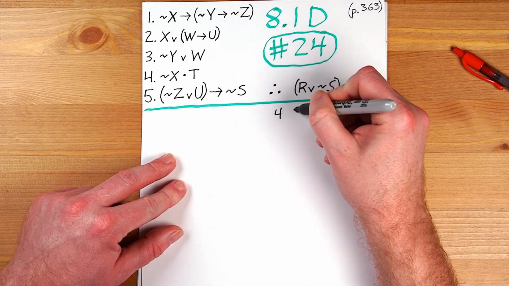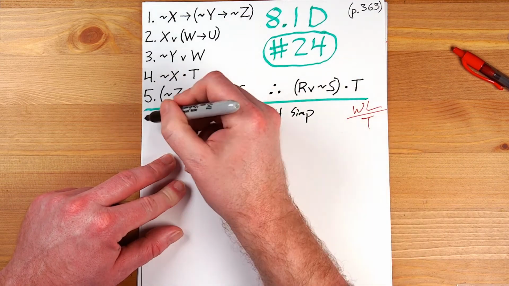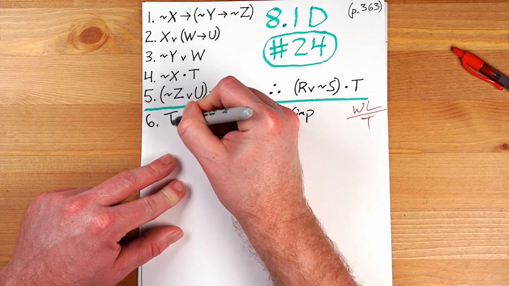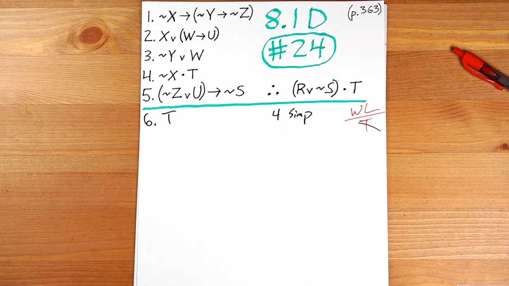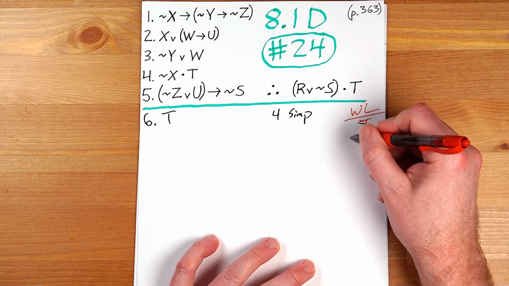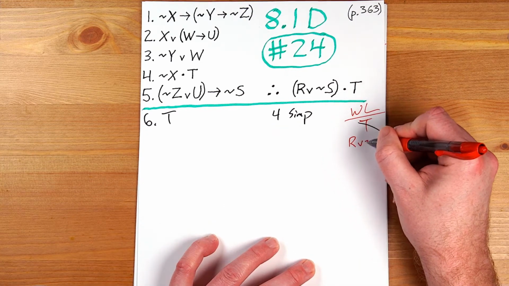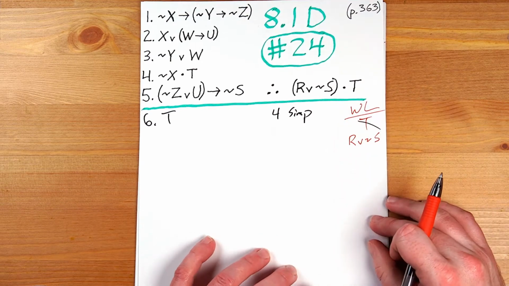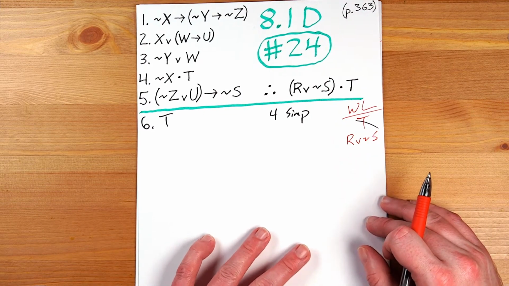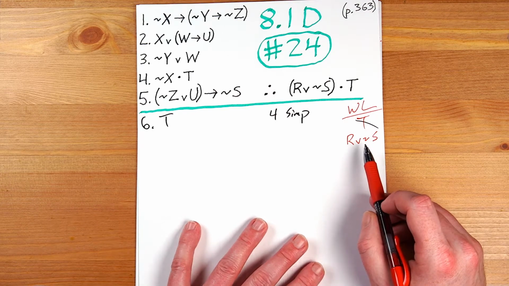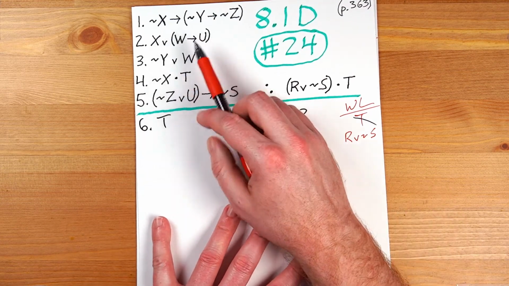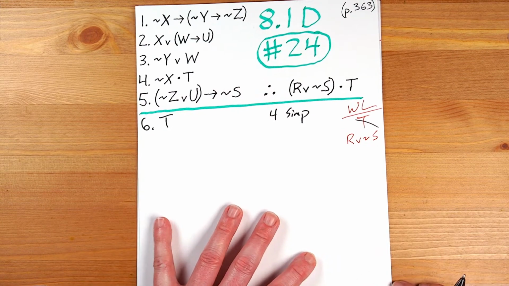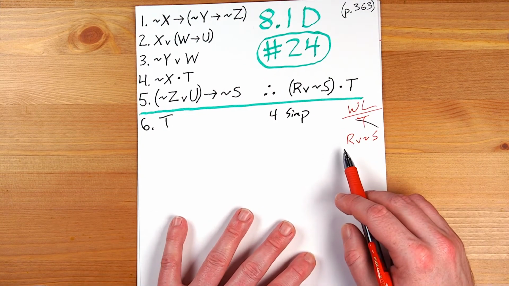So 4 simplification, and that's t all by itself. Awesome. So what about the rest? We need this all by itself, r or not s. And this is a disjunction. Do you see the parts of it anywhere? Well, r actually does not occur anywhere. So we're probably going to have to add.